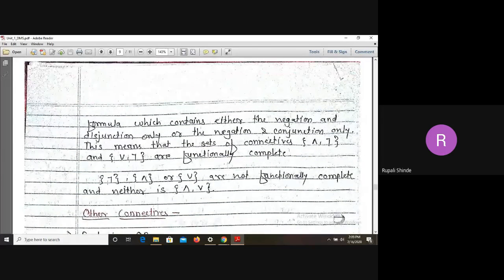So if you observe negation only, or a set which is containing only conjunction or only disjunction, these are not functionally complete sets. As well as any set which is containing conjunction as well as disjunction, these are also not functionally complete sets of connectives. So here, up till now, there are only two functionally complete sets of connectives. First set is conjunction and negation, and second set is containing disjunction and negation.